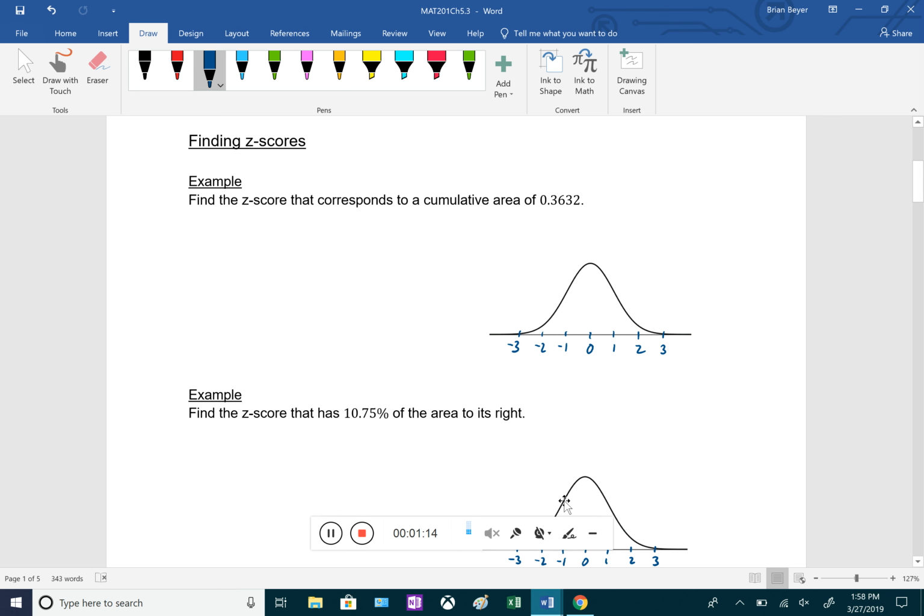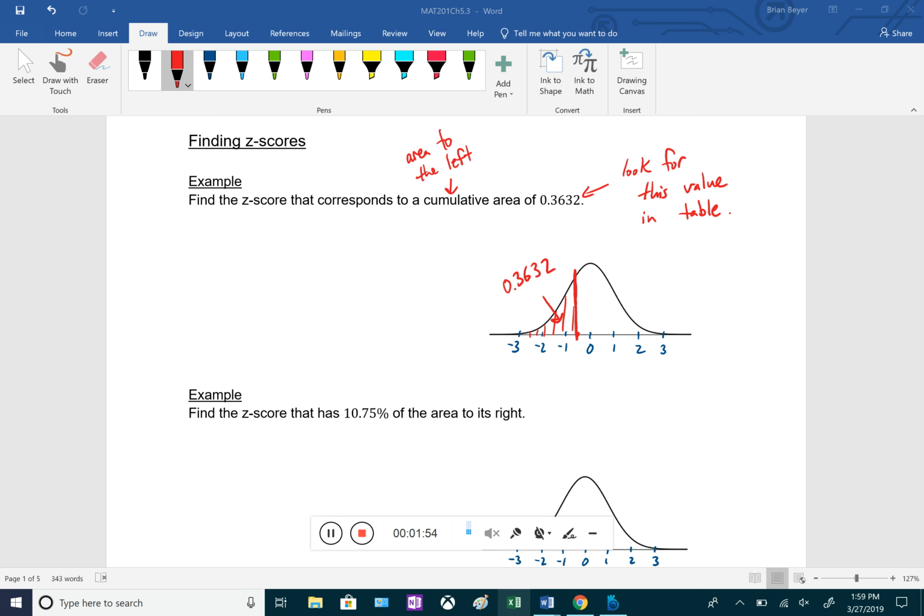So let's do some examples. Let's find the z-score that corresponds to a cumulative area of 0.3632. A cumulative area of 0.3632 means area to the left. So we're going to find the z-score, let's say it's about right here, such that the area to the left of it, which is this area right here, corresponds to an area of 0.3632. So what we have to do is look for this value in the table.